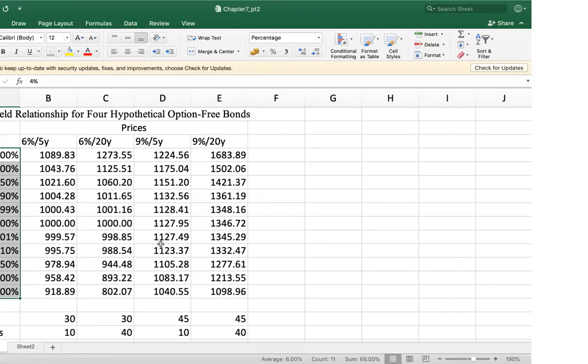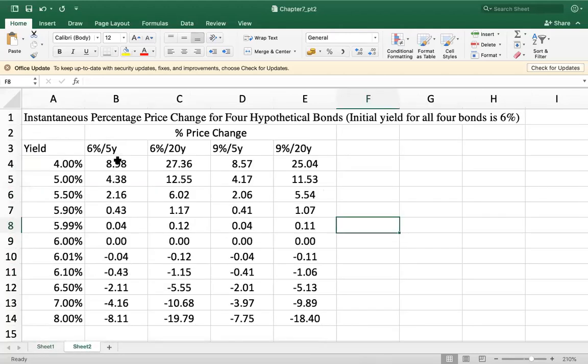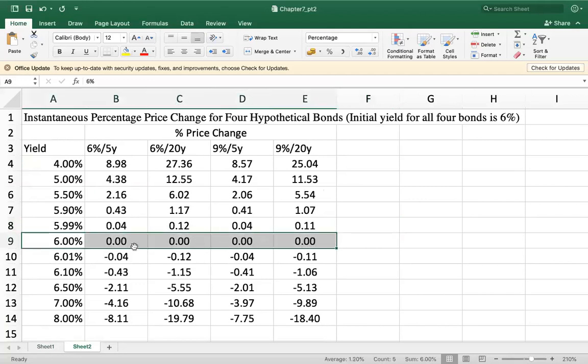You can also see that this relationship is not linear. So the percentage change in the yield and the change in price are not of the same magnitude. We will discuss this in detail. Here I have calculated percentage changes in the prices. What I assumed is that the original yield is 6%. So compared to that 6%, what happens when yield decreases or yield increases?